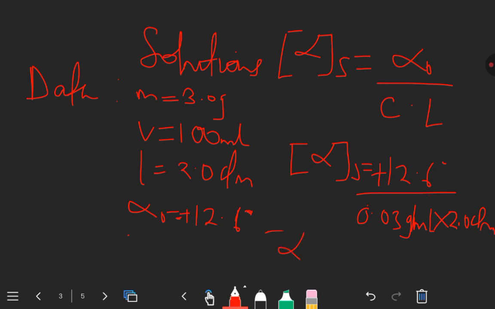So our specific rotation will be equal to, if I punch this in, 12.6 divided by 0.03 times 2. It gives 210, which is positive. So plus 210 degrees. So that's the solution for the first part.